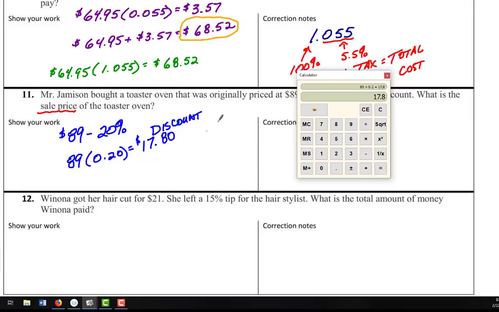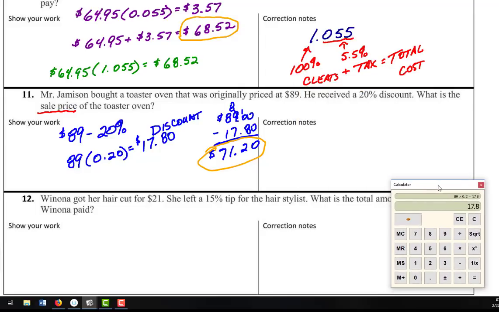That's not the final answer. To get the final answer, we need to do the $89. We need to subtract the $17.80. 0, 2, borrow to 1, to get the 2, 1, 8 minus 1, $71.20.